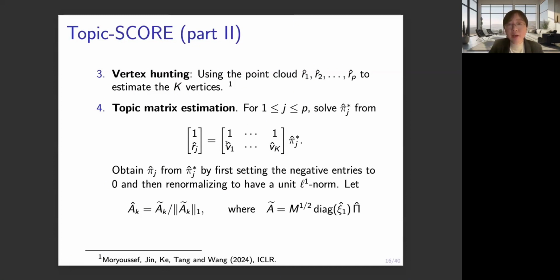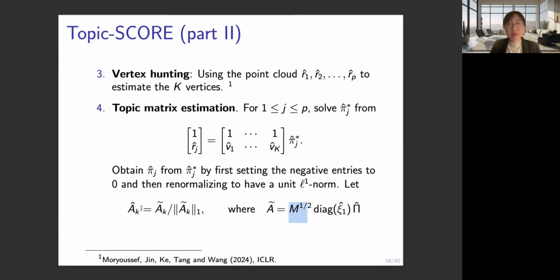Then I solve this equation to get the barycentric coordinates for each point. Due to noise, a small fraction of the points will be outside the estimated simplex. Then the pi hat_j star may have negative entries, so I just truncate them and renormalize. Now I stack them together to get a pi hat. Then I reverse the post-SVD normalization and the pre-SVD normalization. I get this matrix A tilde. Then I normalize each column of A tilde to get my estimated topic vector.